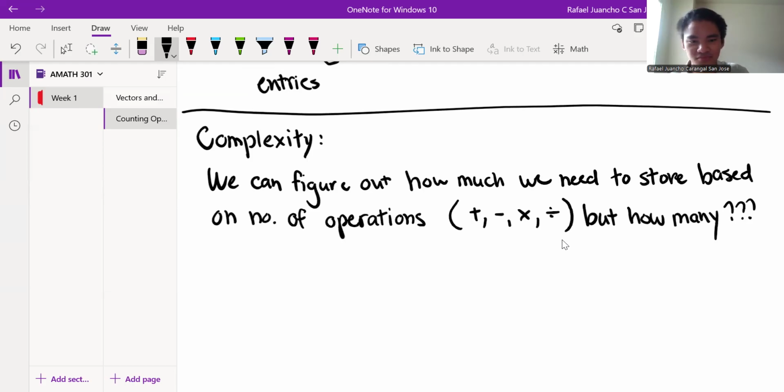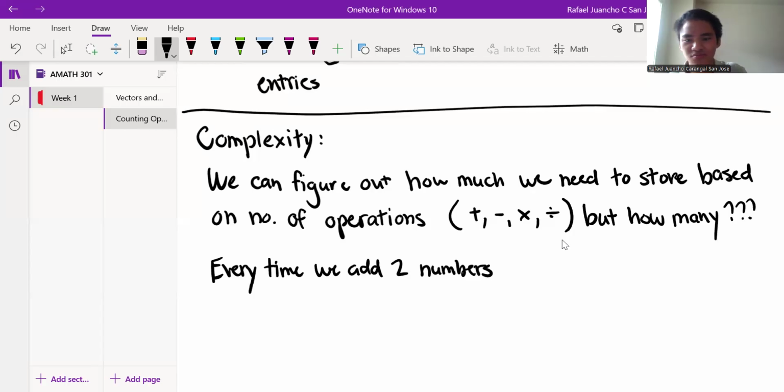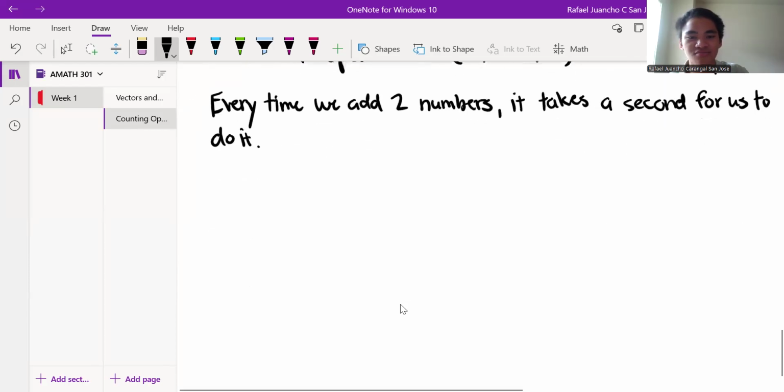Let's say, in a physical sense, every time we add two numbers, depending on how big the number is, but let's say it's two small numbers, like 1 plus 1, probably it takes a second to do it, right? Usually it takes a second.